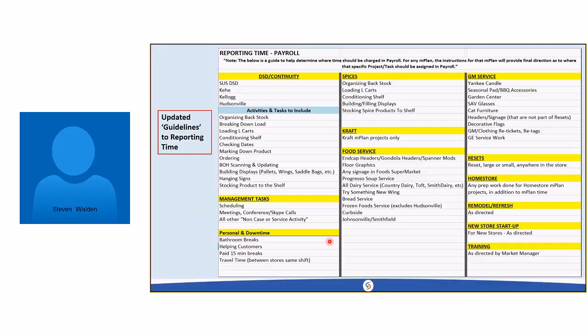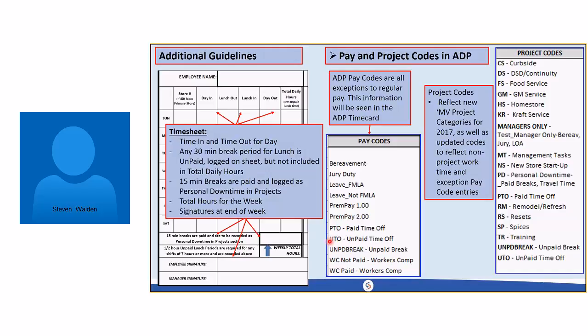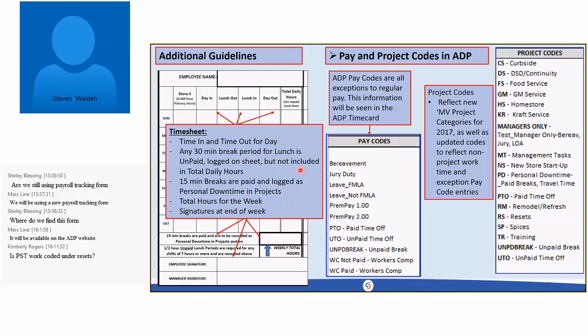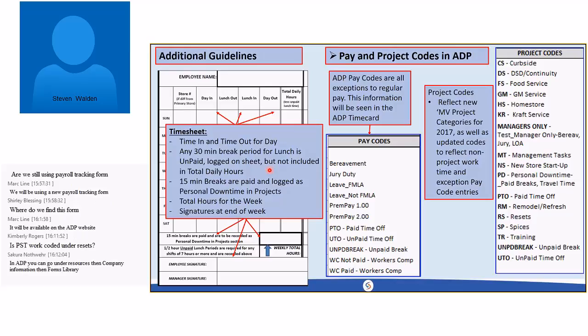And then here, this is just kind of a breakout. It's a little messy. We want to make sure you saw it. Additional guidelines for the timesheet. We called out before that we're logging time in and time out for the day, that the 30-minute break period for lunch is unpaid, logged on the sheet but not included, and the 15-minute breaks are personal downtime. And we have total hours and signatures. And then this is just showing the different pay codes in ADP.